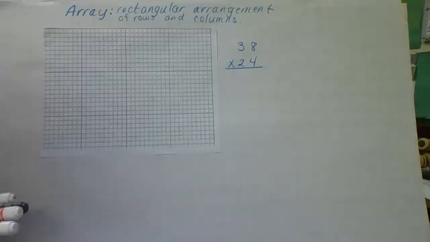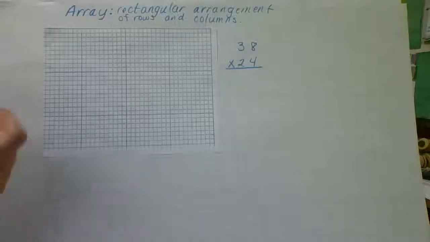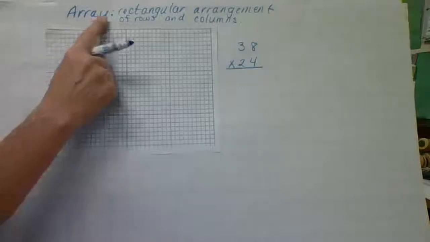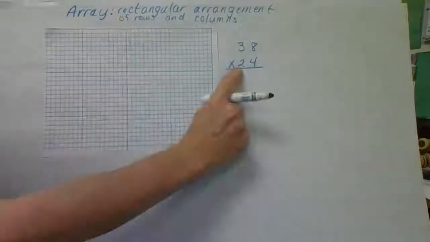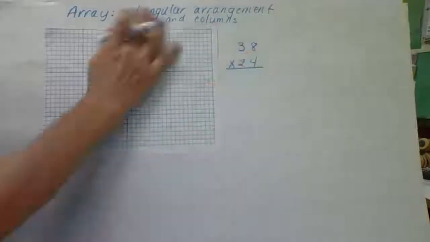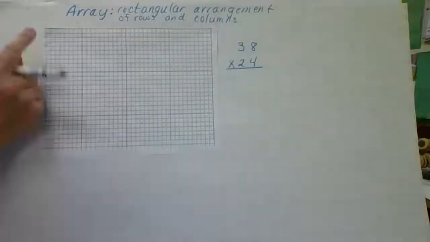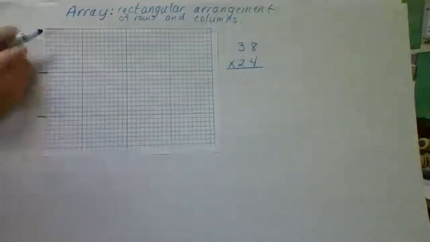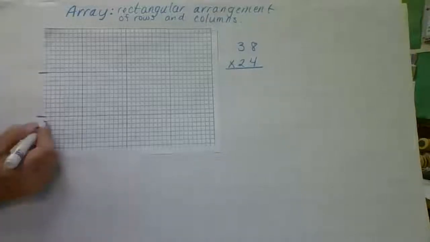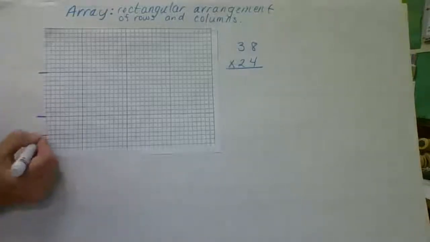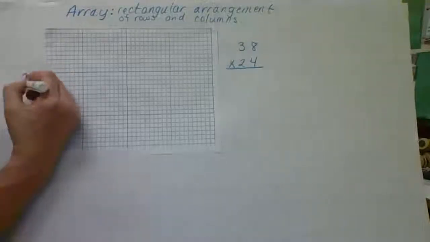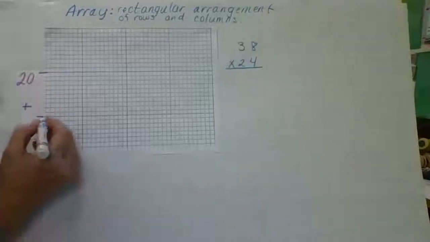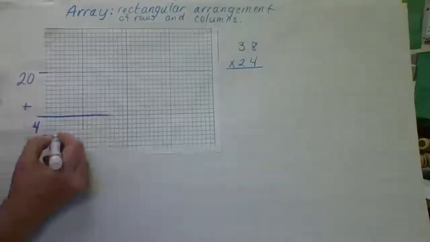So we're going to take the numbers 38 and 24, and break them apart into their parts. 24 is built with a 20 plus a 4. On my array model, which is a rectangular arrangement of rows and columns, I have my 24 rows and my 38 columns. So this builds a rectangle. 24, I'm going to break into 10 plus 10 plus 4 more. I'm just going to make a line here where the 10s are. So that's the 4 part of 24, and this is the 20 part. So 20 plus 4 is 24. I'm just going to mark that off a little bit here.